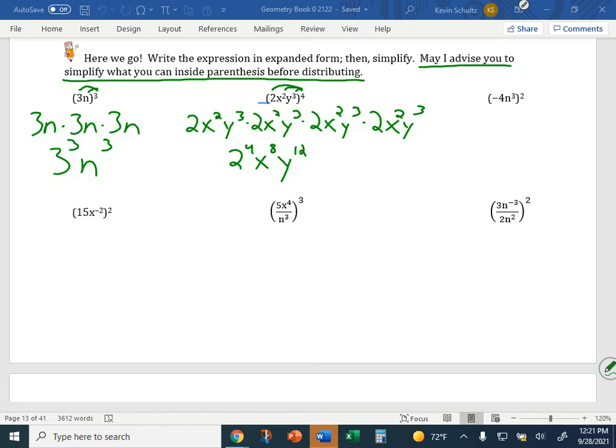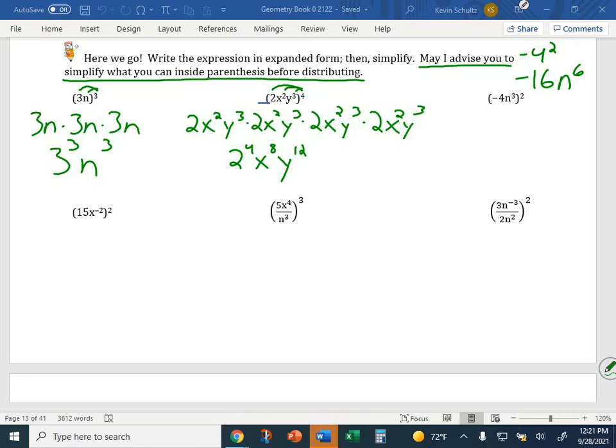Okay? The third one here is where people start to get a little bit tripped up, okay? And where expanded form is helpful, right? The most common incorrect answer here would be negative 16 or negative 4 squared, either way you want to write it, n to the 6th. Why is that incorrect, and how can we use expanded form to prove it?